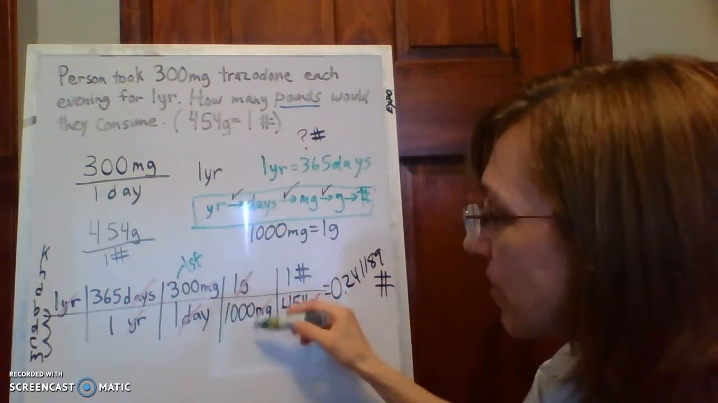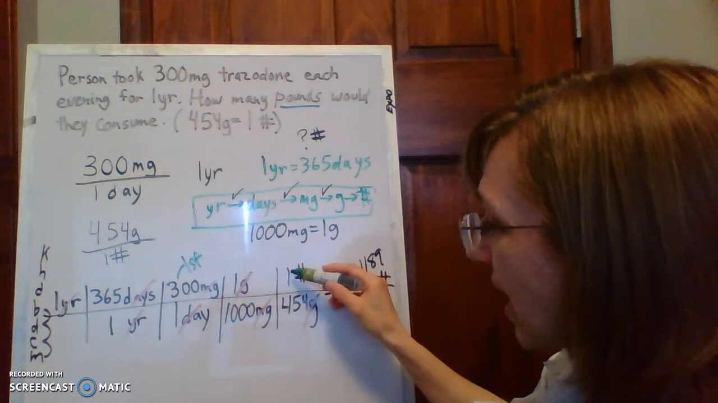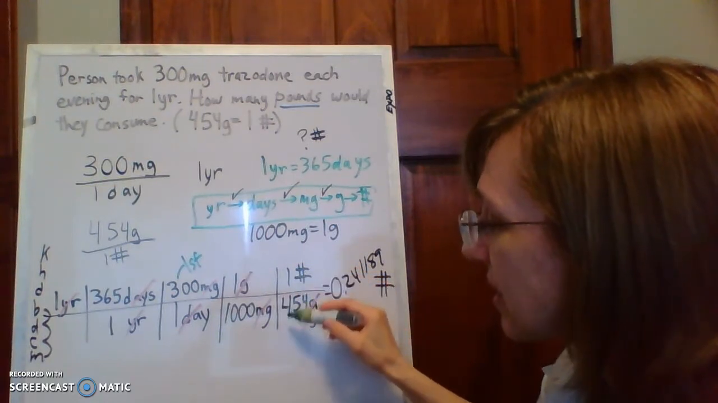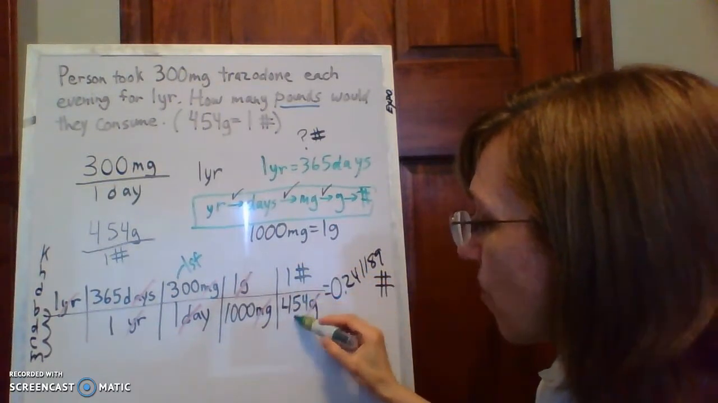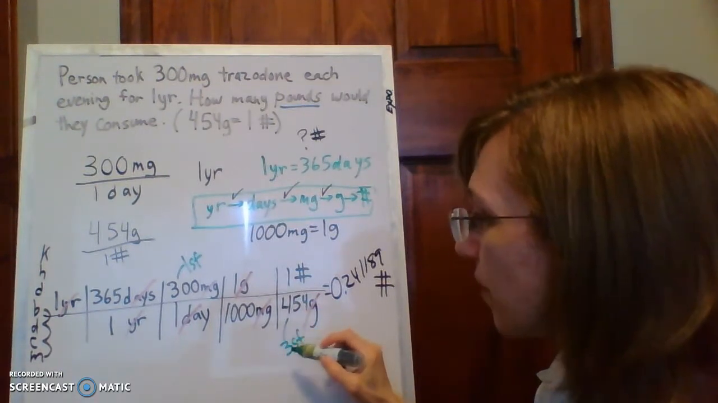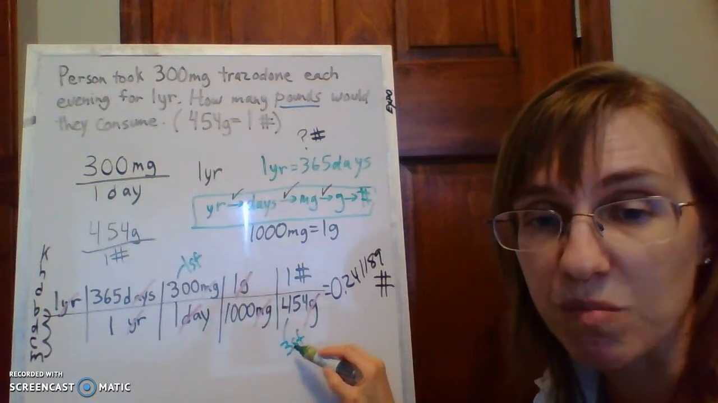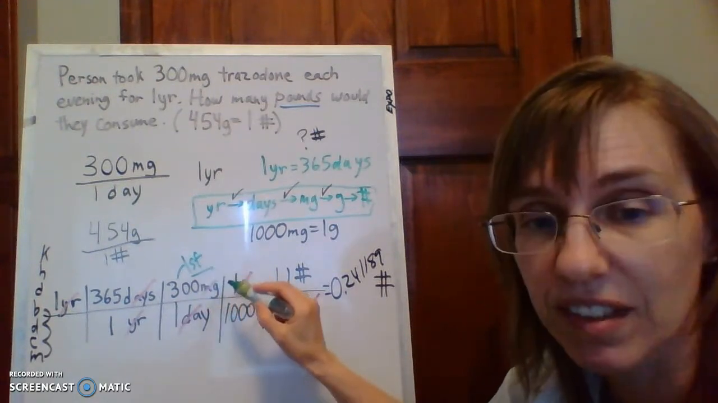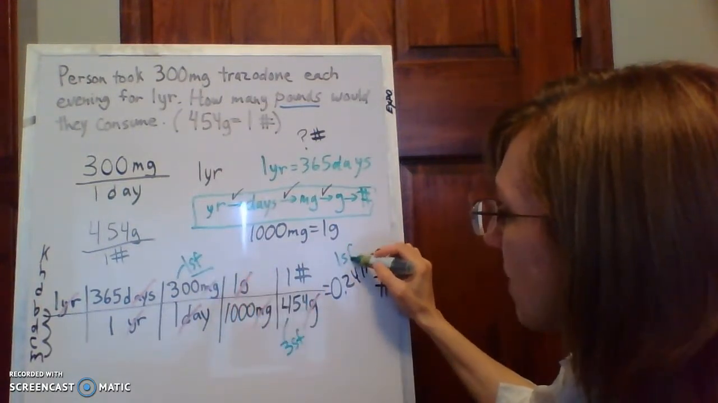Okay. Metric conversion, those are exact numbers. And the 1 pound is an exact number. But the 454 is not. So we've got 3 significant figures here. 1 and 3, the smallest of those is 1. So our answer needs 1 significant figure.